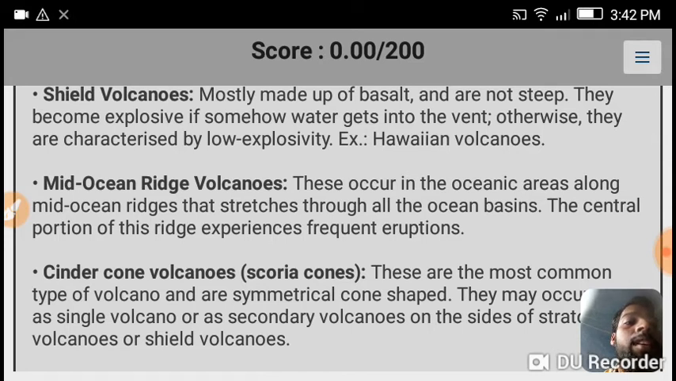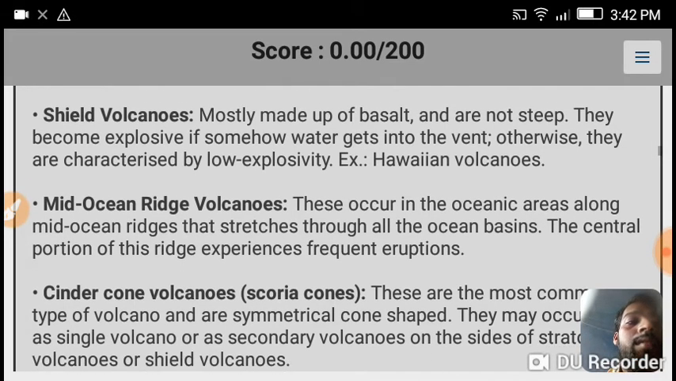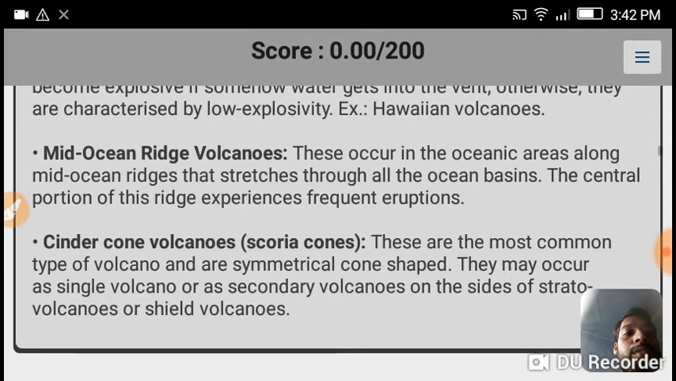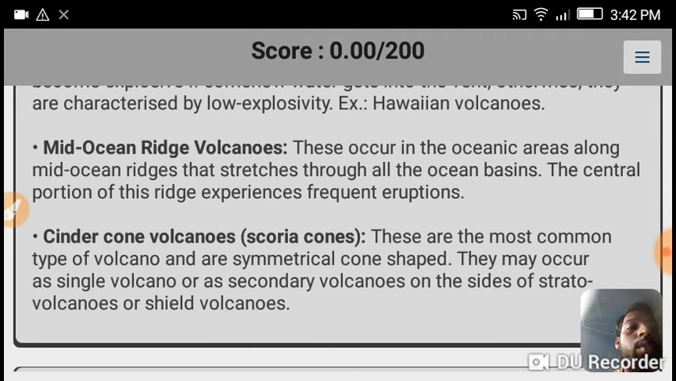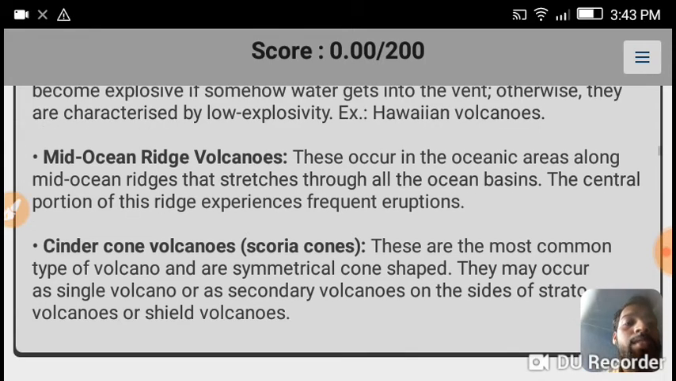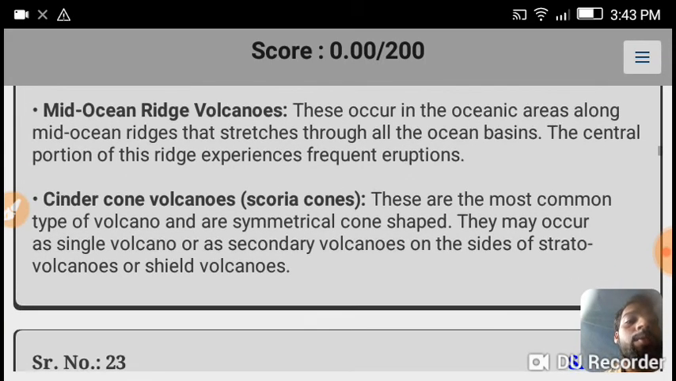So it is Hawaiian volcano, shield. They become explosive if somehow water gets into the vent. Mid-oceanic ridge volcanoes occur in the oceanic areas along the mid-oceanic ridge, which stretches through all the ocean basins, and the central portion of this ridge experiences frequent eruption.